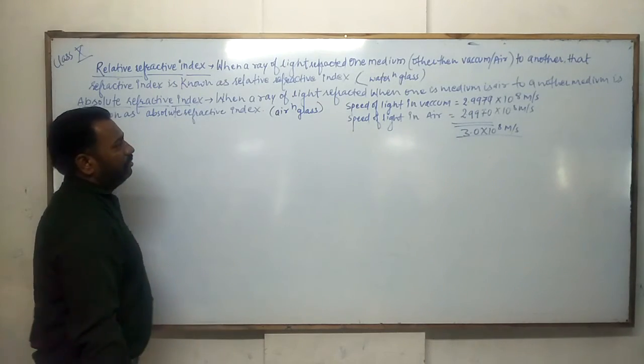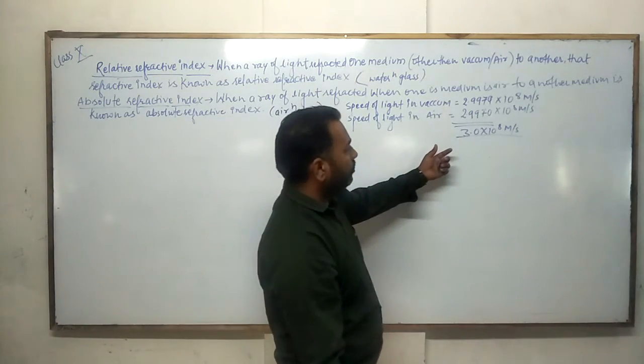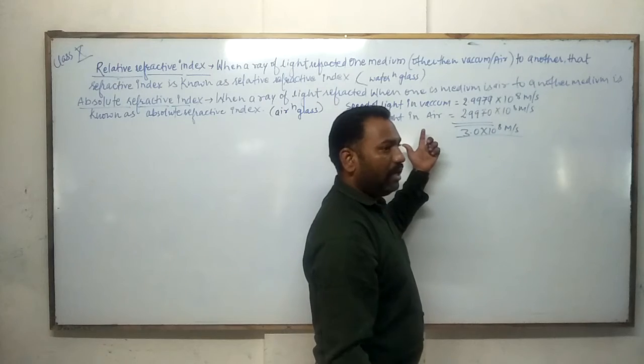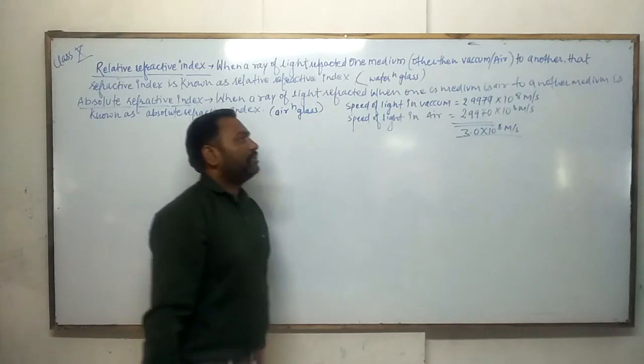So you have to at least remember that the speed of light in air or vacuum are both approximately the same. So 3 into 10 raised to power 8 meter per second.